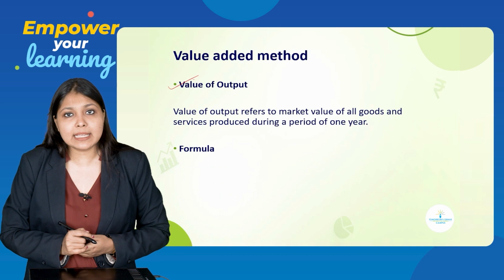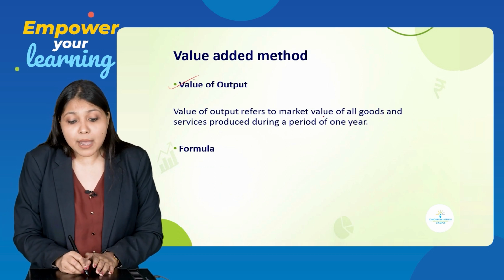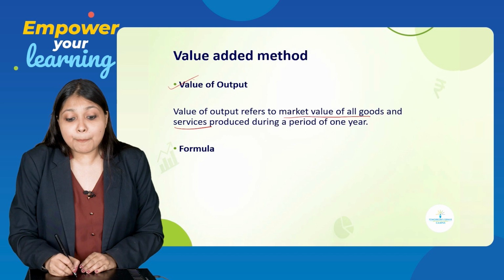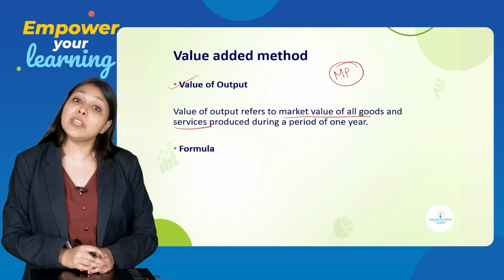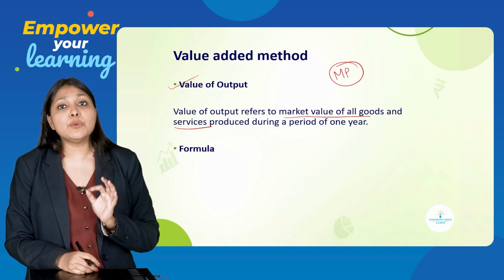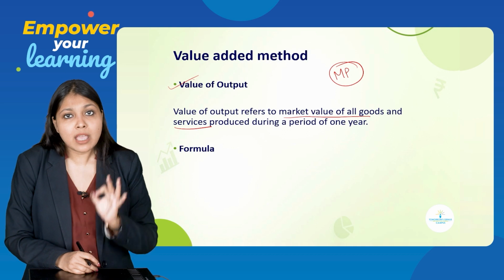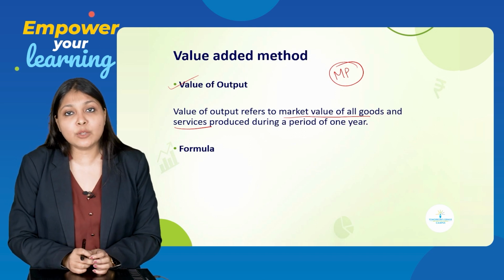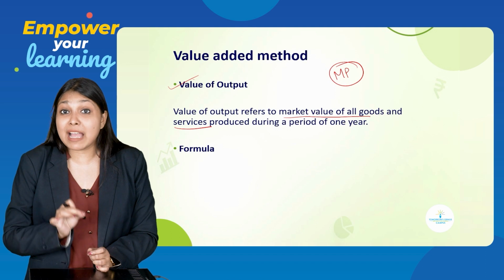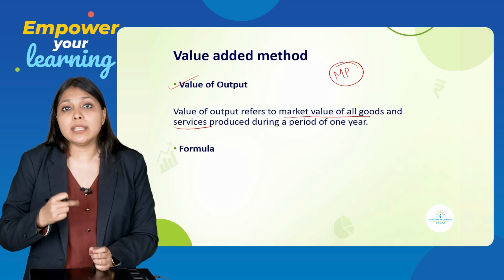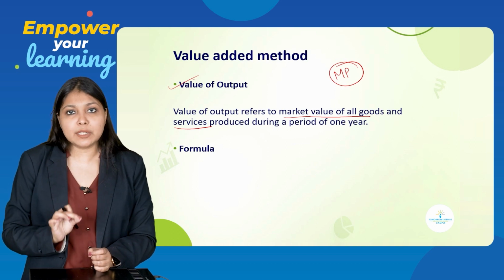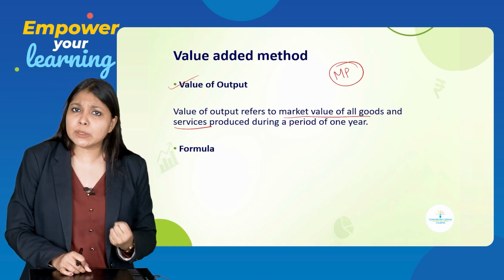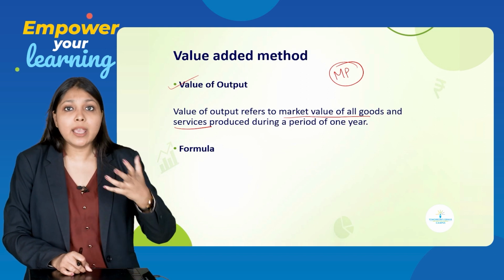What is value of output basically? Value of output refers to the market value of all the goods and services produced during a period of 1 year. Market value means market price. In the previous video, I have already told you, whenever we use the term market value, it means market price. Whenever we use the term money value, it means factor cost. So here it is market value, that means we will be considering the market price at which goods are sold in the market during one year. So value of output is nothing but the total price at which the commodities are being sold in the market.